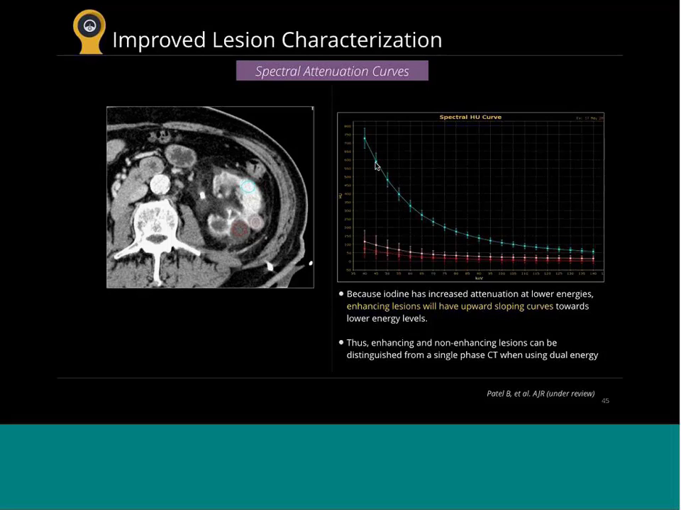So I know what iodine looks like. I know what water looks like. I don't know what this thing is. Let's put an ROI on it and see what that curve looks like. What does it behave like? You can see that curve basically mirrors water. So this is in fact not enhancing. It's not iodine. It was a proteinaceous or hemorrhagic cyst. Does that make sense? This curve at every single energy level behaves just like water, indicating that it's benign.